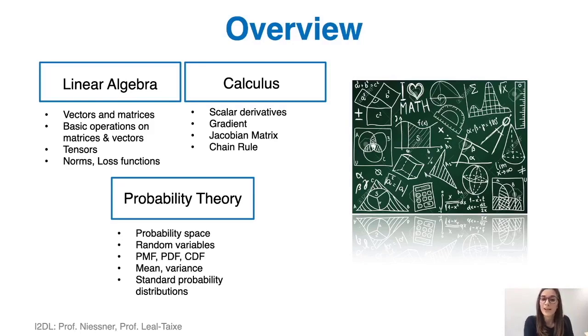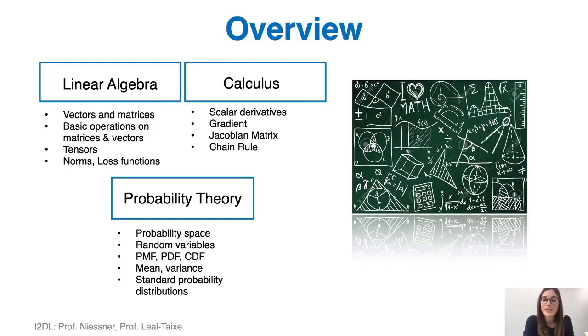The second part is calculus. There we will mainly talk about derivatives. We start with the scalar derivative, and then we will go up to the higher dimensions. So we will look at gradients and at the Jacobian matrix. Finally, in calculus, we also want to have a deeper look at the chain rule, which will play a very important role in the setting of deep learning and neural networks. So that's important as well.